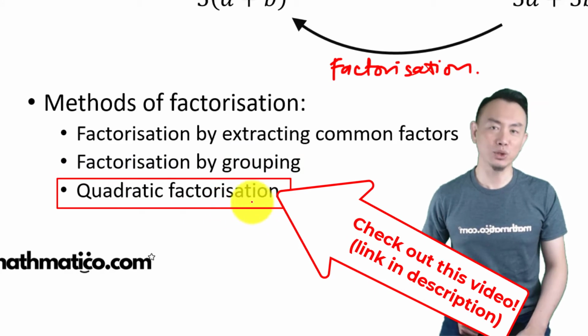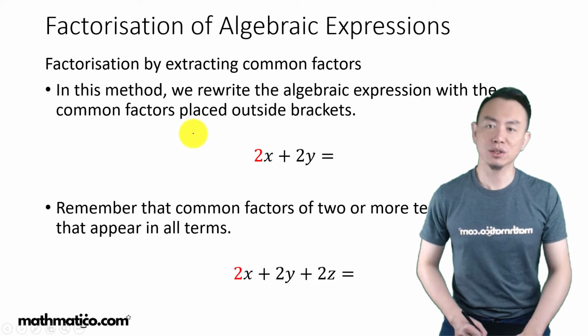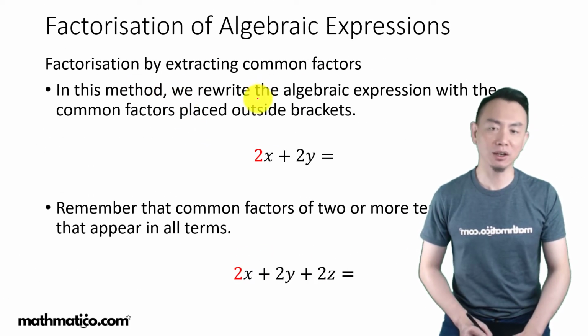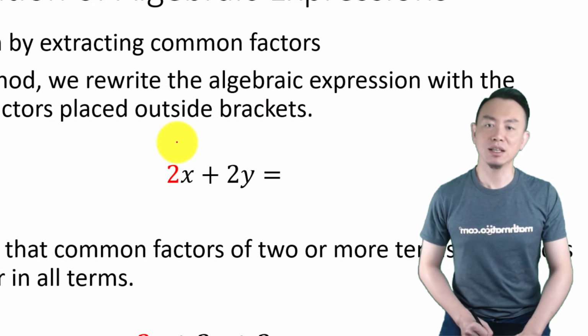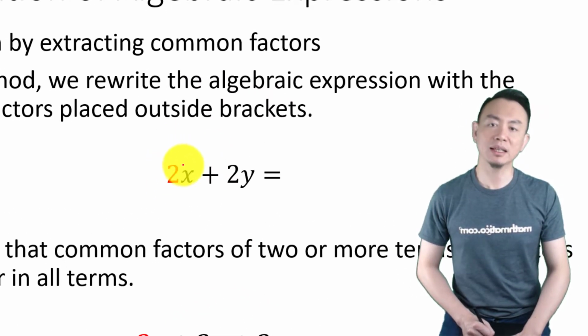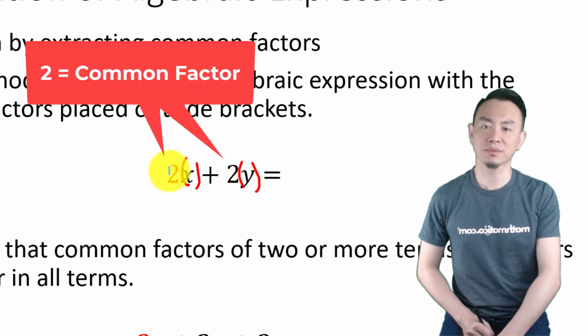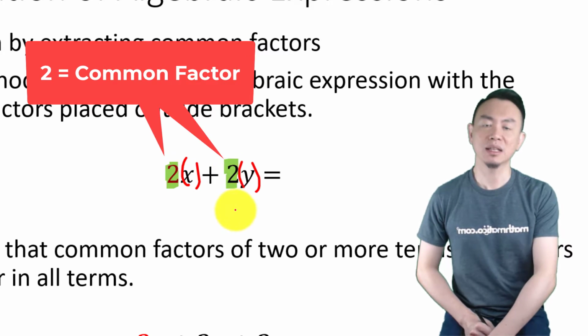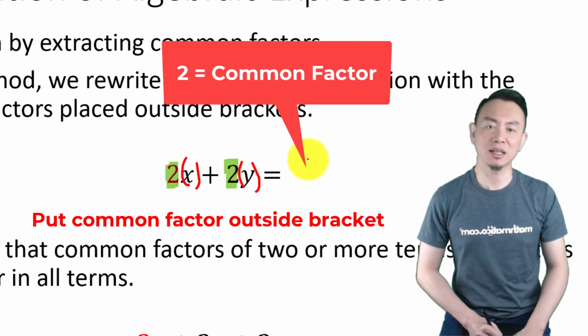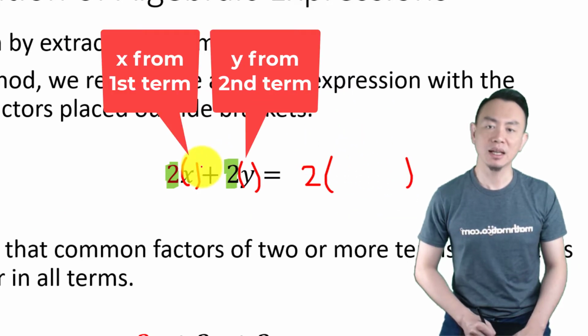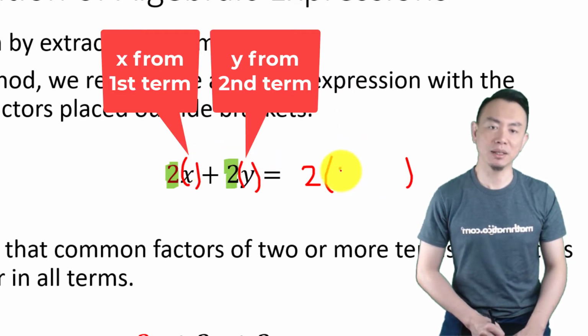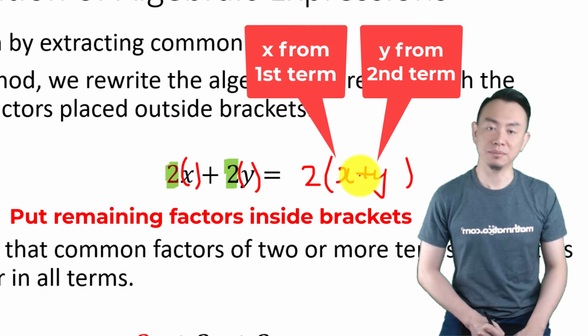Then we have quadratic factorization. Okay, so first, factorization by extracting common factors. If you have 2x plus 2y, then that means this is 2 times x plus 2 times y. So 2 here is a common factor, and we factorize it out. We say that this 2 is outside the bracket. We put it outside the bracket, and what's remaining is the x plus y. So we have 2 bracket x plus y.